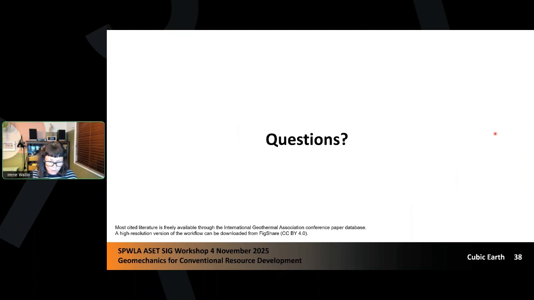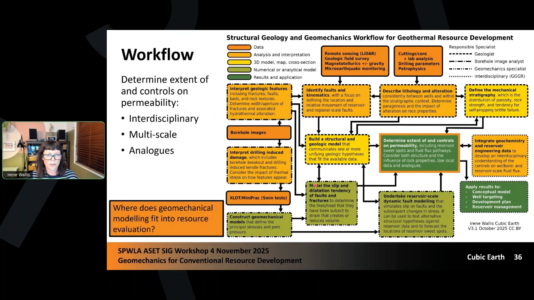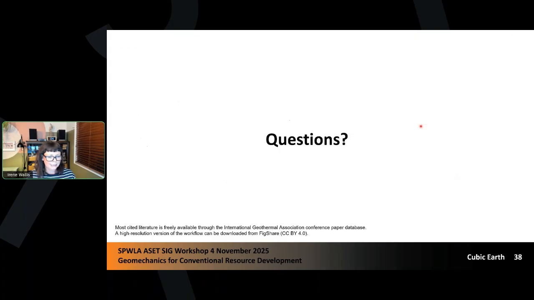You can download a high resolution version of this workflow from Figshare. Just Google Figshare and the name of the workflow, Structural Geology and Geomechanics Workflow for Geothermal. And as John said at the start, I open source my code, as does my collaborator, Drew Seiler. His dynamic slip tendency modeling, his dynamic fault modeling code is downloadable through the USGS.